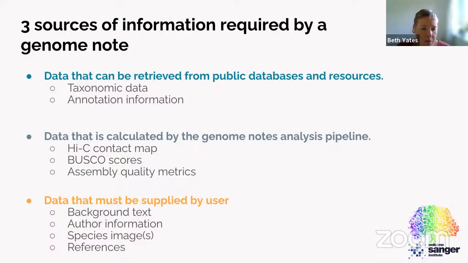So this is things that vary more between each individual note. So this is things like the background text, which describes a little bit more about the biology of the species. And we tend to rely on experts to provide that. That's not something that we standardize, although there is a standard paragraph that we can use if we can't get someone to give us that background information. And then things like the author list, the references, the species images, things that will be different in each individual Genome-Note. So that's the kind of thing that we're going to rely on our genome editor being able to provide.